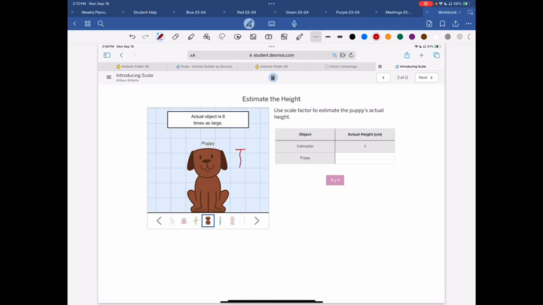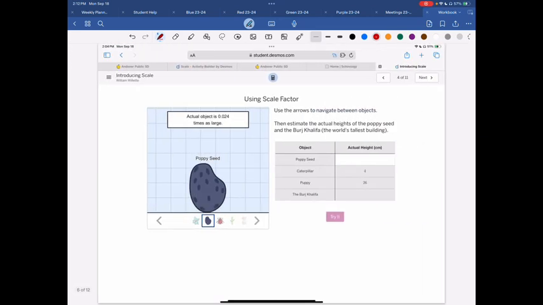So if this puppy is really 4.2 centimeters in scale, and the object is 6 times as large, 4.2 times 6. So 25.2. And you're going to do the same thing for all the other ones.